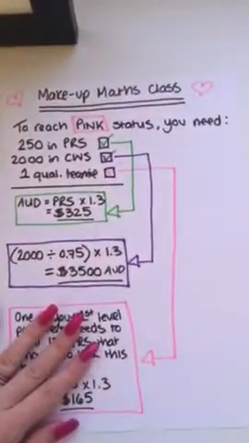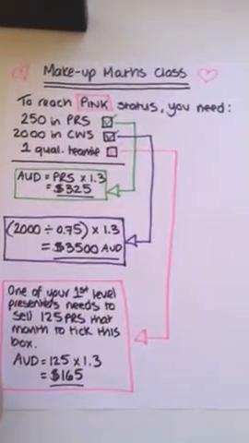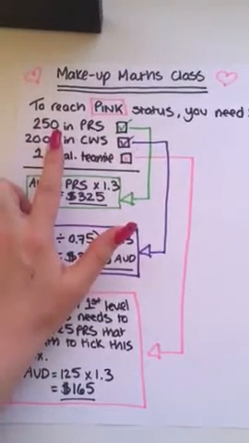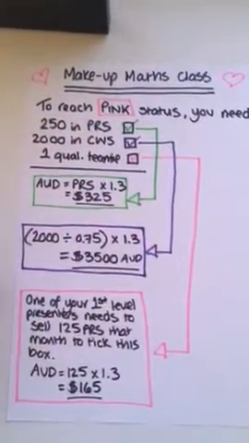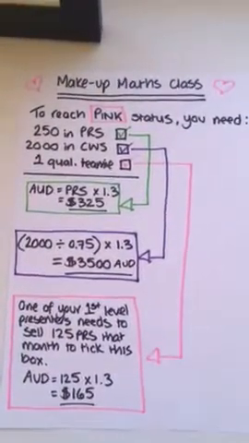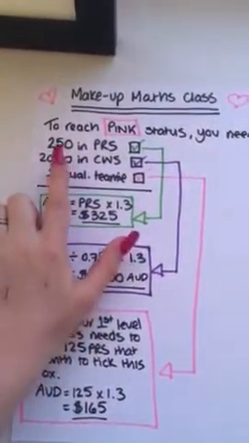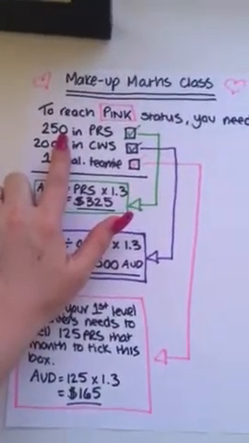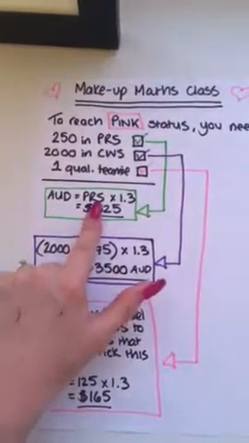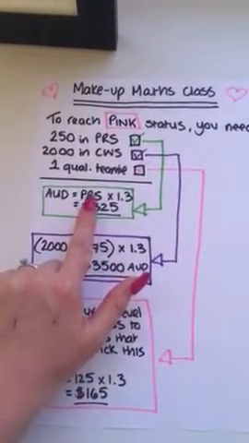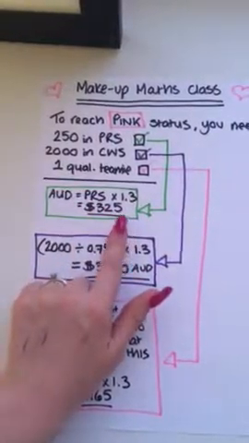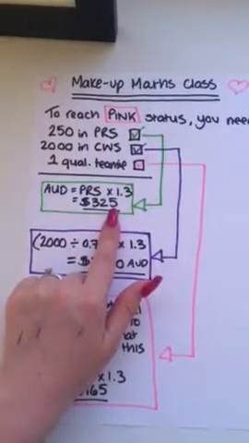Here's something that will explain it maybe a little bit better. Say you're going for pink status. To reach pink status, you have to have 250 in personal retail sales. Everybody in the whole company, that's what it says in your back office. If you're in Australia, PRS is 250, so you do 250 times 1.3, and that's what you need to sell in Australian dollars to tick that box.